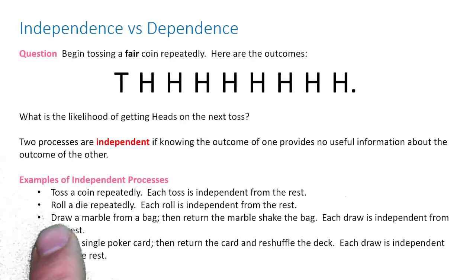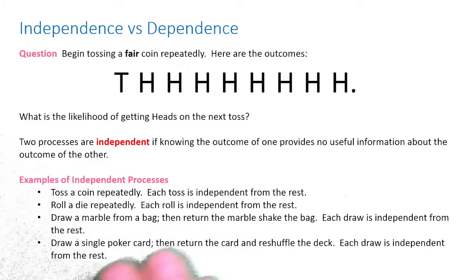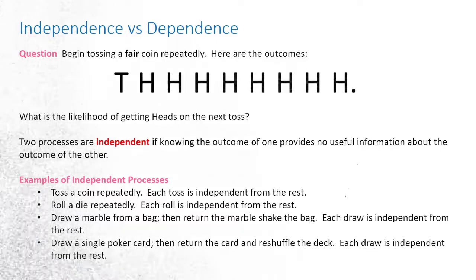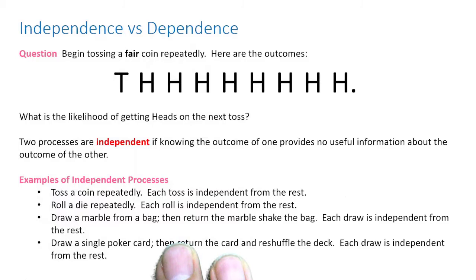Draw a marble from a bag, then return the marble and shake the bag. Every draw that you make will be independent from the rest, because you've returned the marble and shaken the bag, so it's got exactly the same random state that it had the first time. Drawing a card, then returning the card and reshuffling the deck: each draw will be independent from the rest, as long as you return the card and reshuffle the deck between each draw.